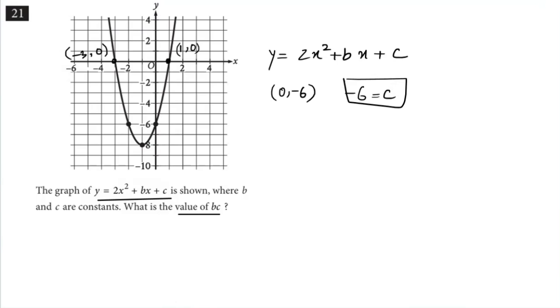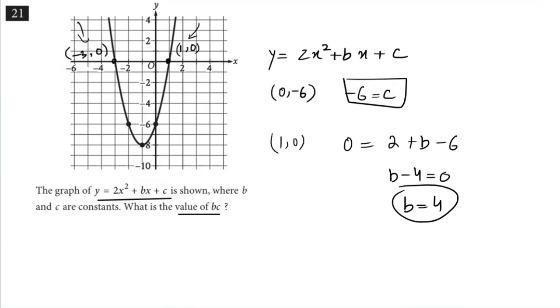I can use any of the given points to get b. So I'm using (1, 0). If I substitute (1, 0), y will be 0. This is 2, b is just b, minus 6. So b minus 4 is 0. So b is going to be 4. Now I can multiply these two, 4 times negative 6, to get the value of bc. Negative 24 is the correct answer.